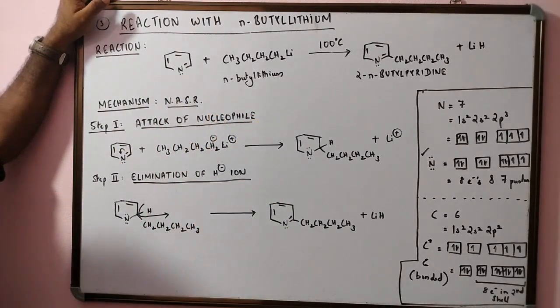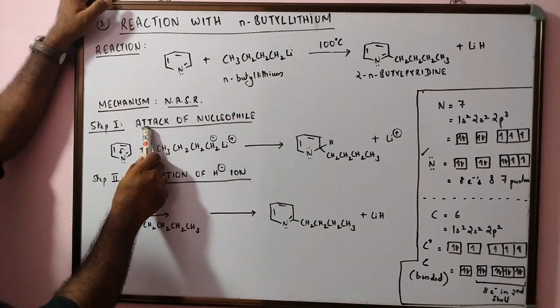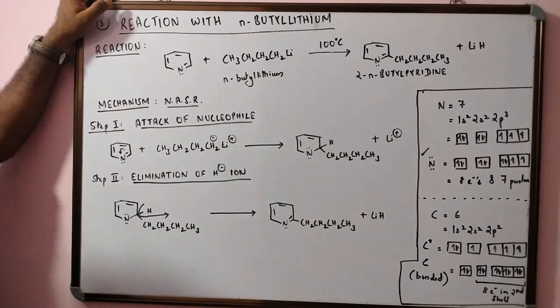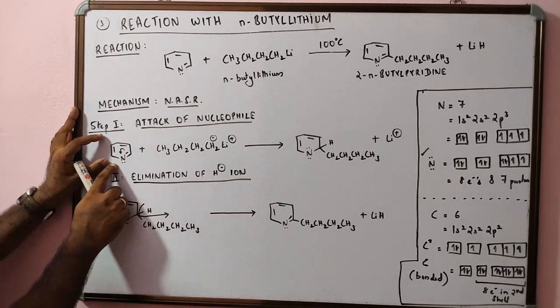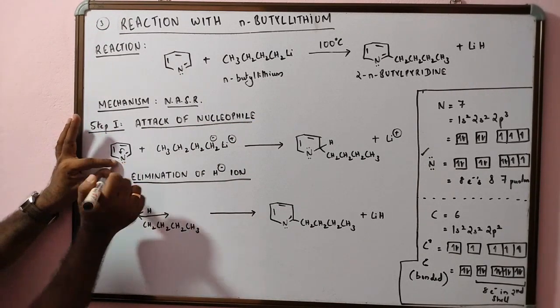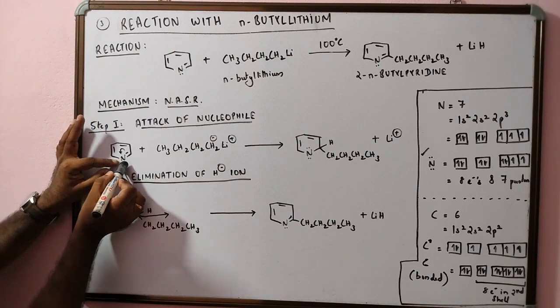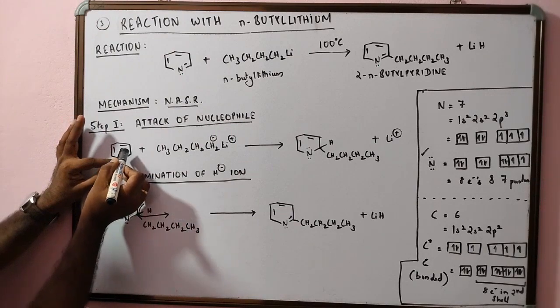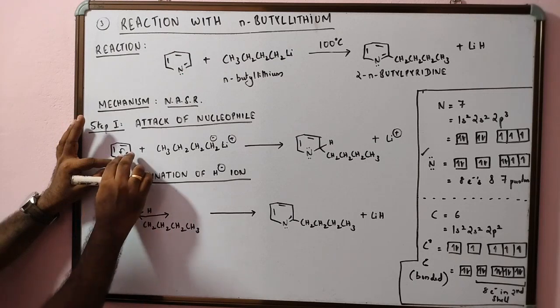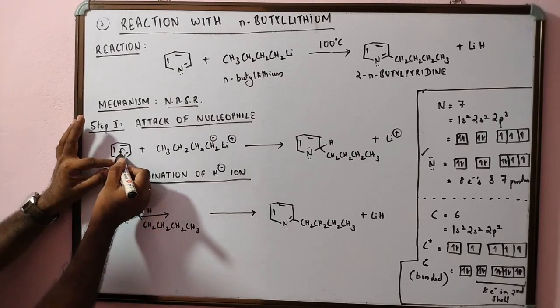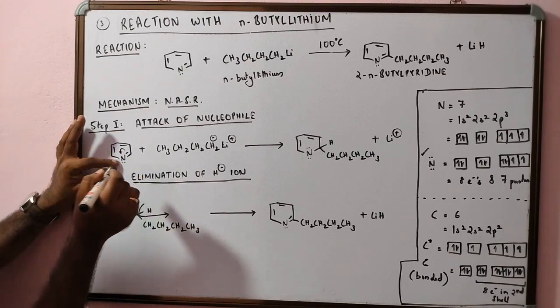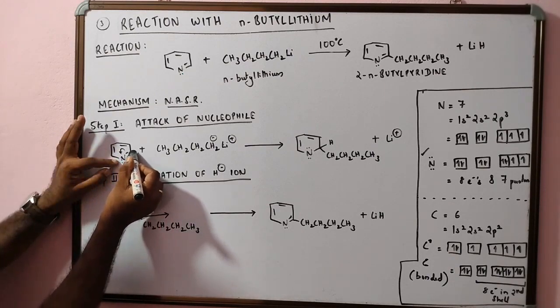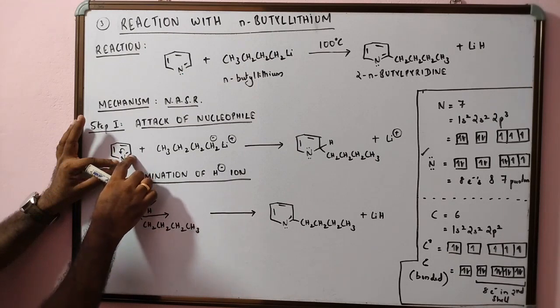It involves 2 steps. Step number 1 is attack of the nucleophile. This is the pyridine ring. It contains the electronegative nitrogen. Because the nitrogen is electronegative, it withdraws the nearest electron pair towards itself, resulting in the positive charge at the second carbon atom.